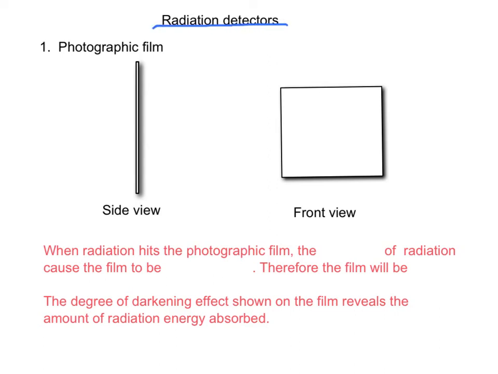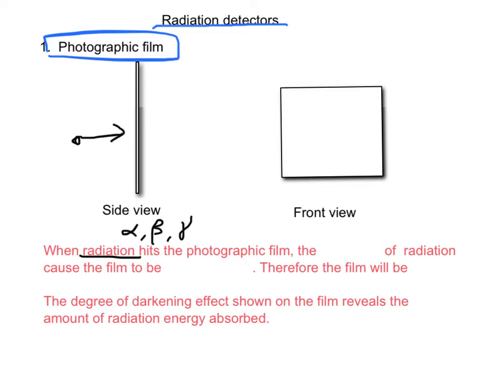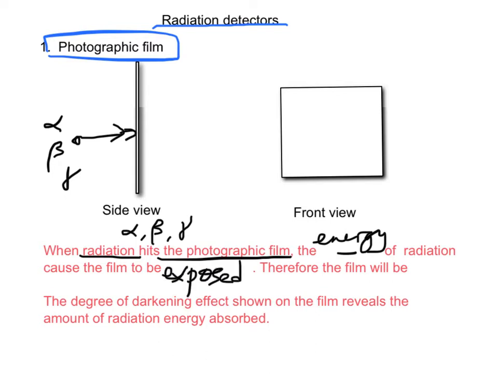Radiation detectors. There are different types of radiation detectors. The first is photographic film. When radiations such as alpha particles, beta particles, or gamma rays hit the photographic film, the energy of radiations will cause the film to be exposed. Therefore, the film will be darkened.